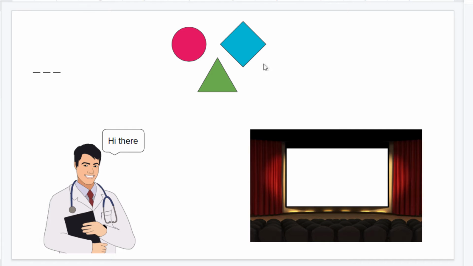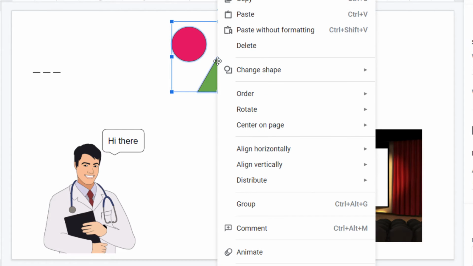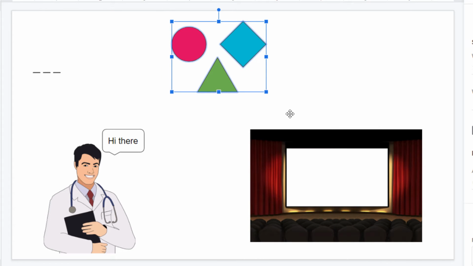But to group these together, what you need to do is select one of them, hold down the Control key, select another one, continue holding down the Control key, and select the other one to where you have all the objects that you're going to group together selected. Now I'll right click on one of the objects. I'll go down to where it says Group and I'll select that. Now if I click off of it and I click back on one of the objects, they're all grouped together.